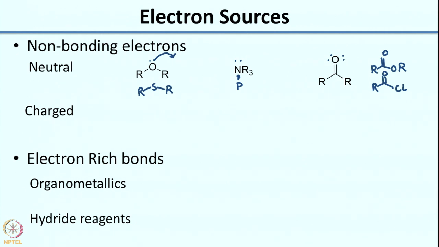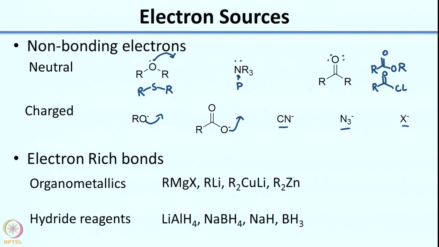The other example is when you have charged species. These are your typical nucleophiles that you are used to. You must have seen X minus, N3 minus, CN minus. Also you can think of RO minus, O minus. In this case, your electron source would be from the charged species. The other source of electrons is electron rich bonds.